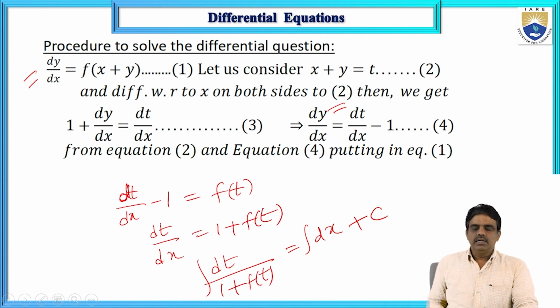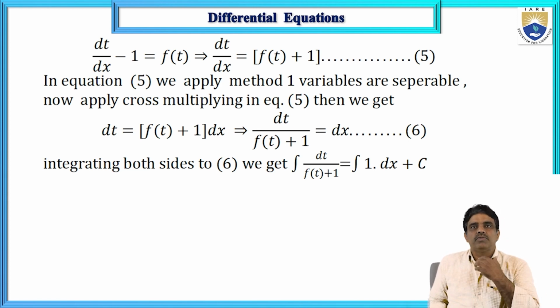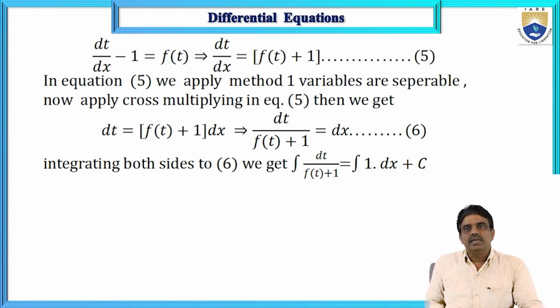This is another small substitution method, and here we will see. So this is dt by dx minus 1 is equal to f of t, or dt by dx is equal to 1 plus f of t, or dt is equal to f of t plus 1 of dx. So on separation of variables, dt by f of t plus 1 is equal to dx. So on taking integration on both sides, the left hand side is purely a function of t, and the right hand side is integral dx plus c, where c is the integrating constant.